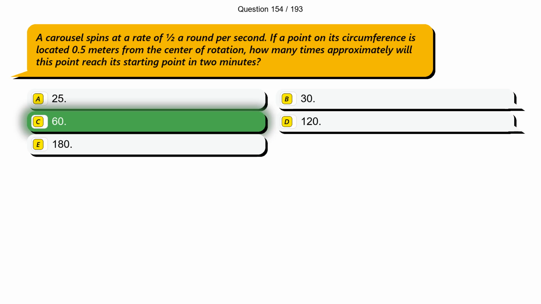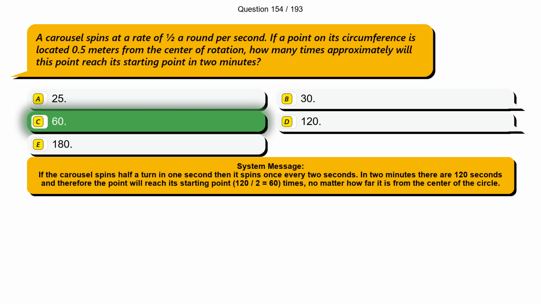The correct answer is option C, 60. If the carousel spins half a turn in 1 second, then it spins once every 2 seconds. In 2 minutes there are 120 seconds, and therefore the point will reach its starting point 120/2 equals 60 times, no matter how far it is from the center of the circle.